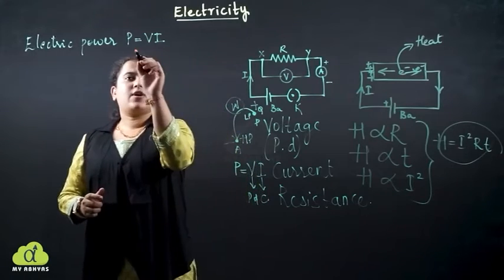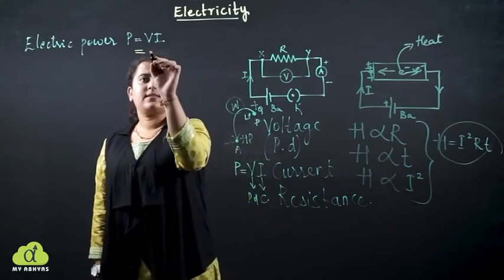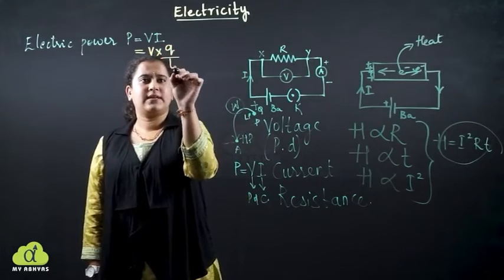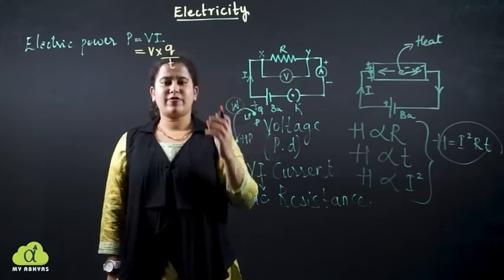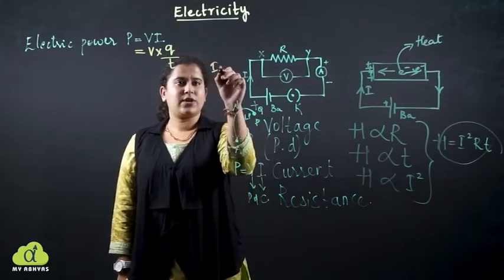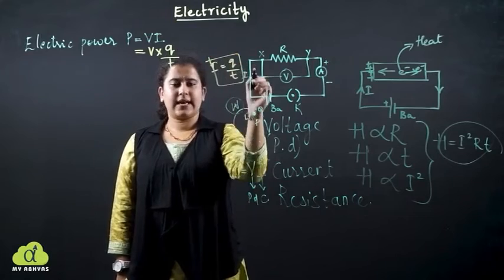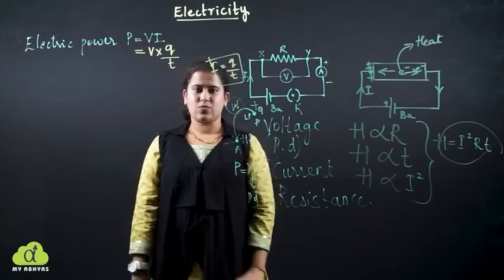So what is the formula for I? It is nothing but Q divided by T, right? So how did I get this? It is the formula for current, I is equal to Q by T. The rate of flow of charges is nothing but electric current. So I have substituted. So in the next case, what will I do?